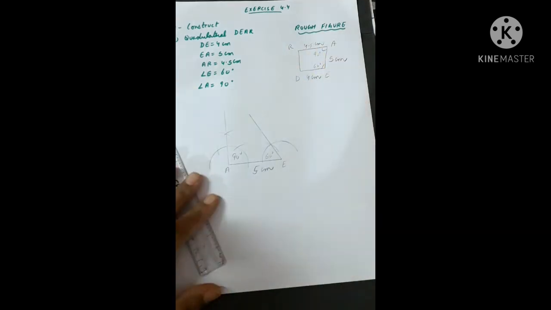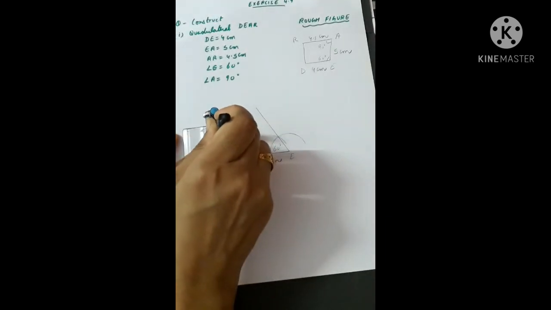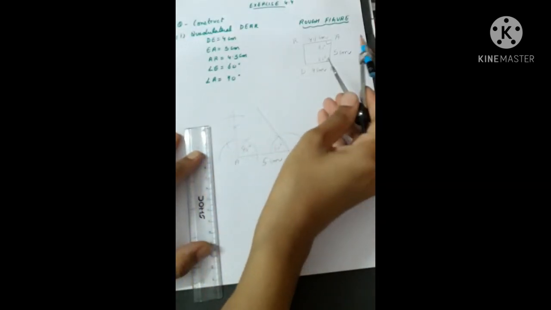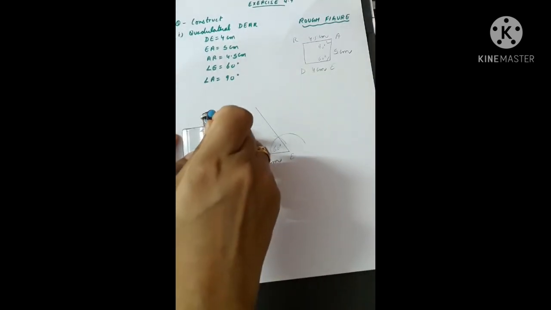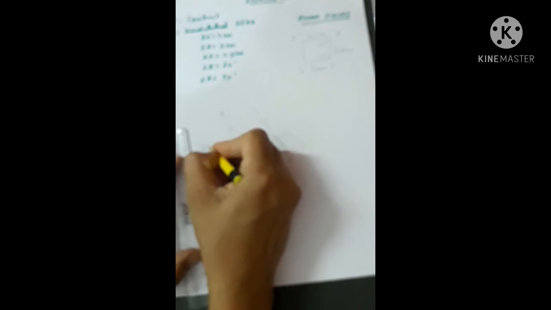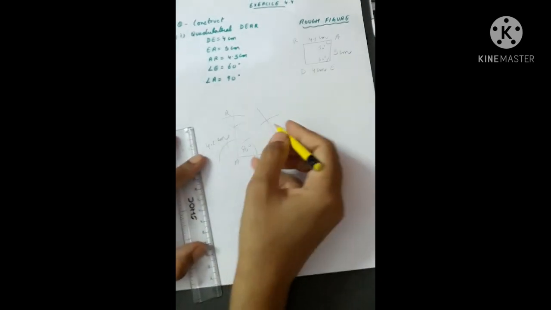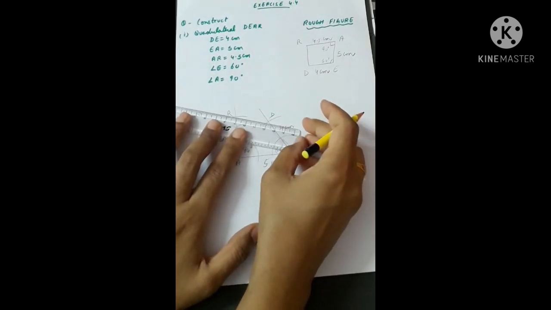Now AR is 4.5 centimeter. So we will open the compass 4.5 centimeter. From point A, I will cut an arc of 4.5 centimeter. This side is 4 centimeter, DE. So again open the compass 4 centimeter, keep at point E and cut an arc. Now name these arcs. This was AR, this is 4.5 centimeter and this was DE, this is 4 centimeter. Now join D and R.